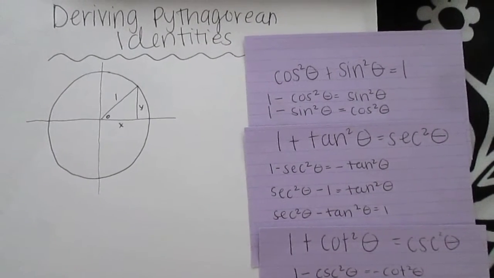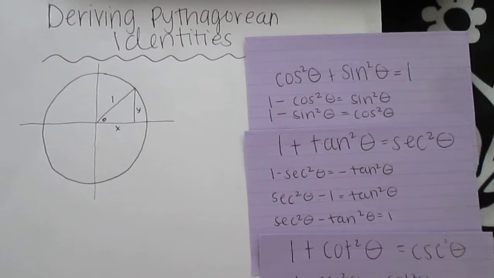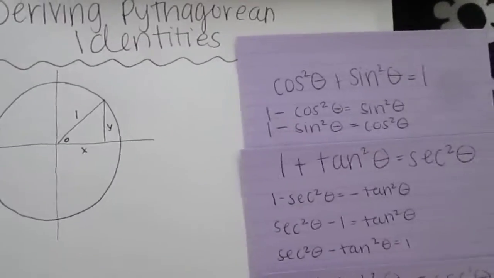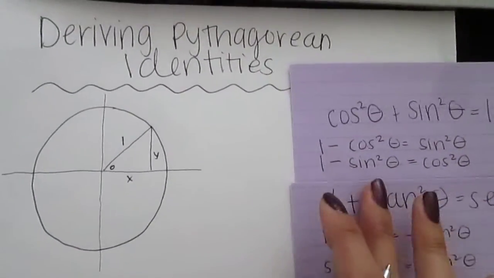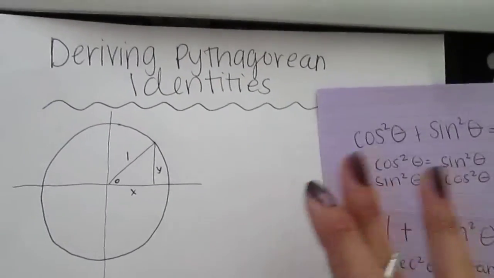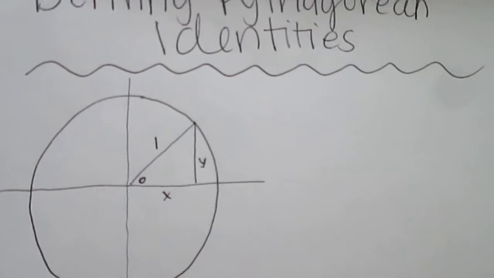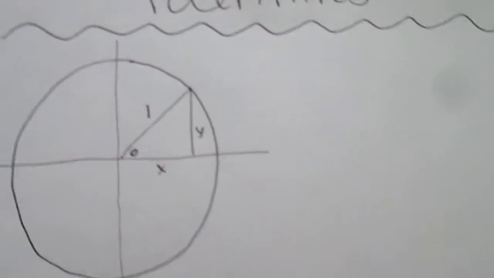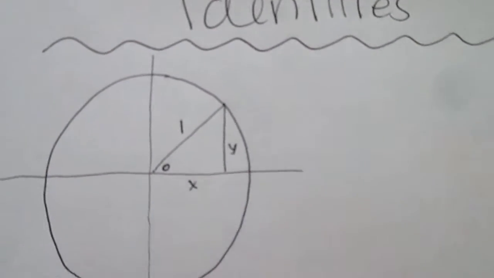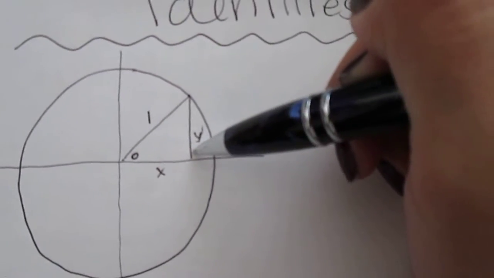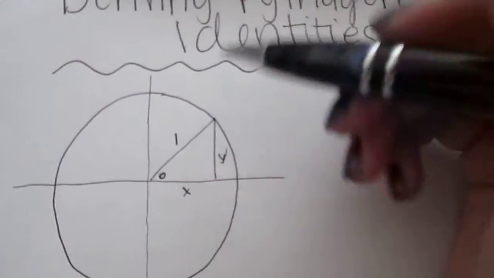This video will go over how to derive the Pythagorean identities. To derive the first one, we have to refer back to the unit circle. Here is a right triangle in the unit circle, where our bottom side is x, this side is y, and our hypotenuse is 1.